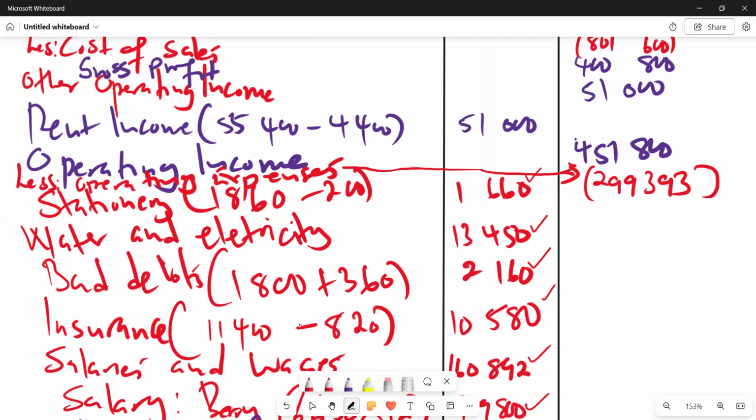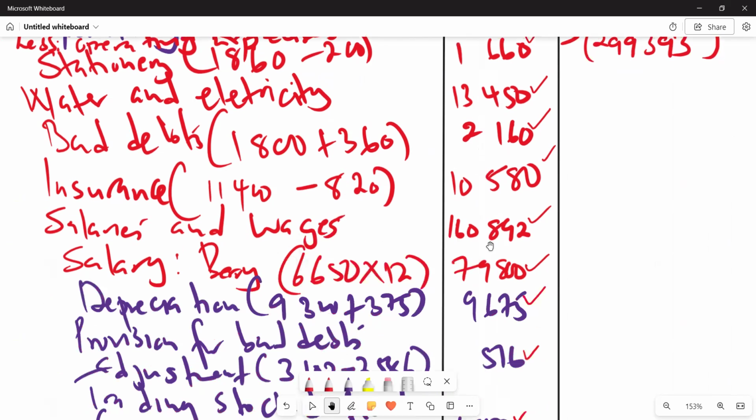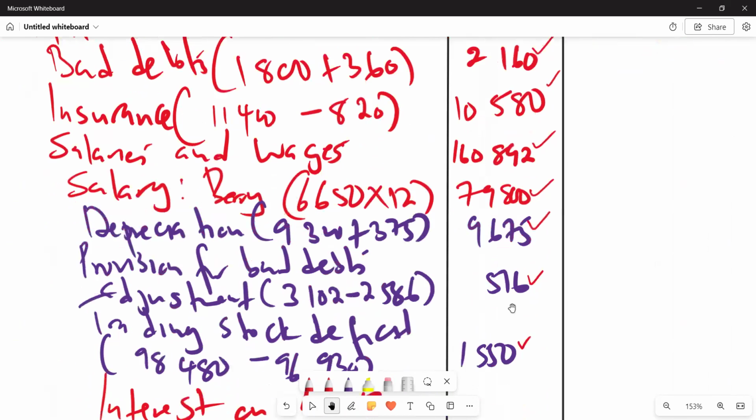Basically, if we say operating income minus operating expenses, you are going to get your net profit. In the event that our operating income is greater than our expenses, we get a profit. But if our operating income is less than our operating expenses, we get a loss. So it will be a net loss. So if you subtract the 451,800 minus 299,393, you are supposed to get a positive figure, which is a net profit that we are supposed to put down here.